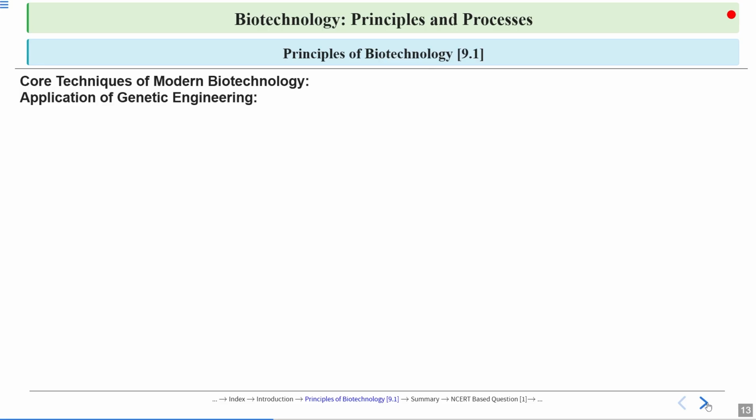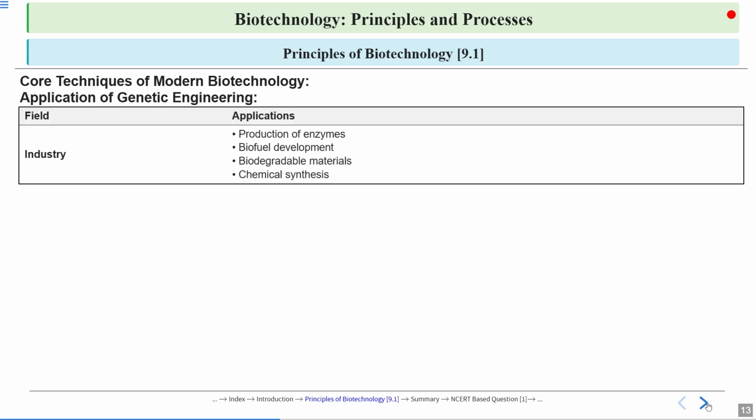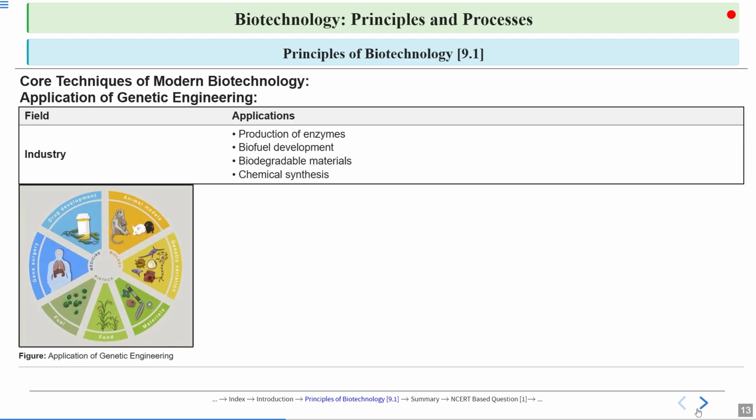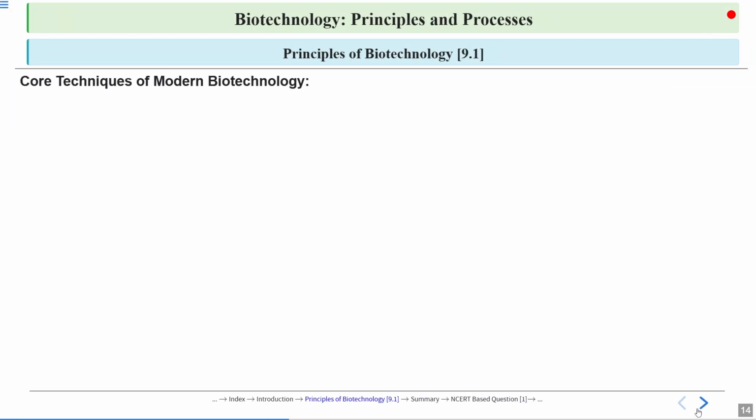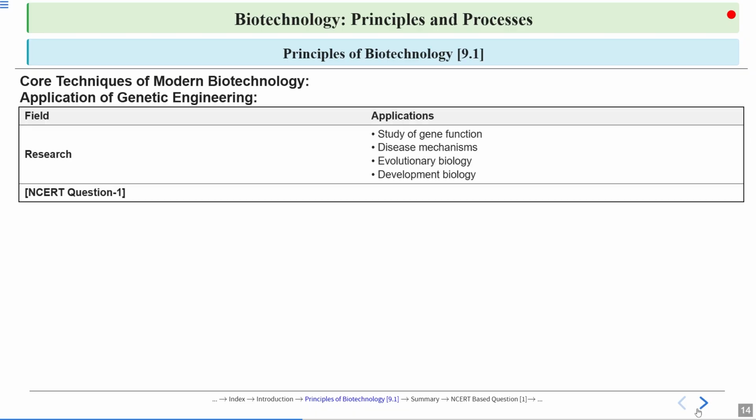Then industry: production of enzymes, biofuel development, biodegradable materials, chemical synthesis. These are the applications that can be used in the field of industry also. In research, there is the study of gene function, how genes work, the mechanism of a disease, evolutionary biology, and developmental biology. We can also use genetic engineering for these.